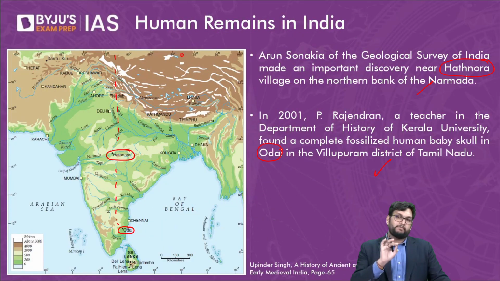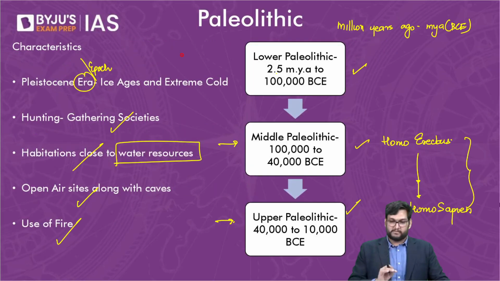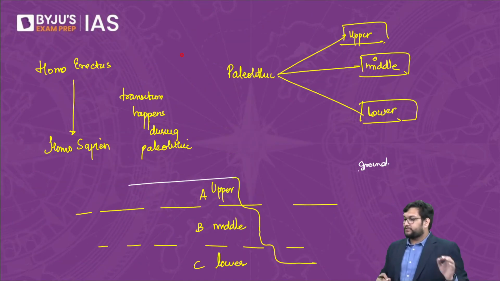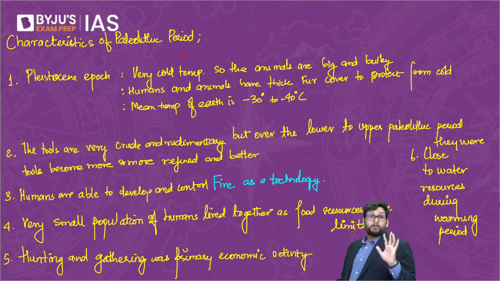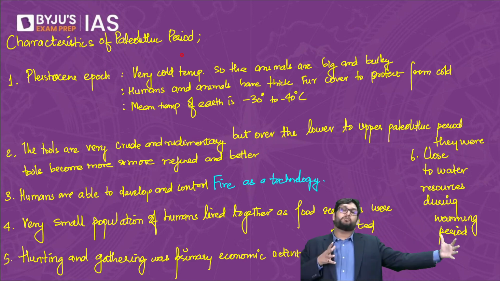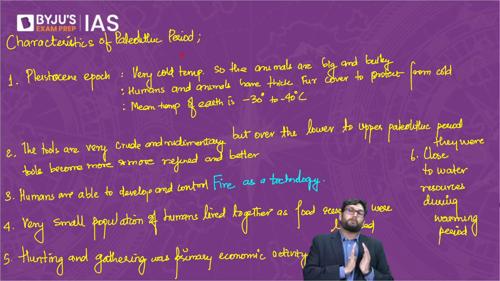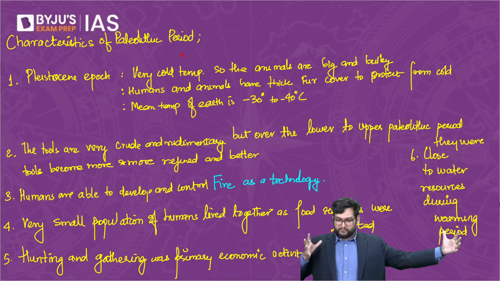I told you I will make notes for you. 6 points, do you understand? We'll have to tell you more about this. These 6 points, we'll talk about the warming period. Ice age is 1000 years of cold, then a certain warming period, then again 1000 years of cold.